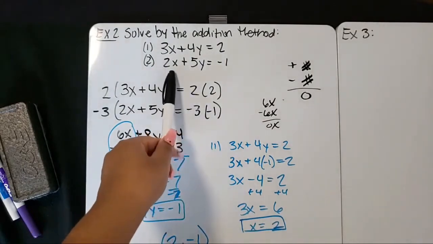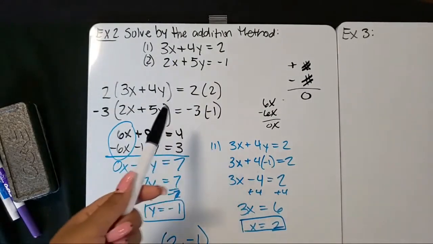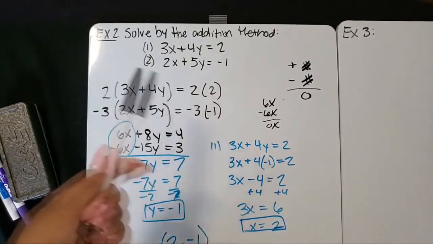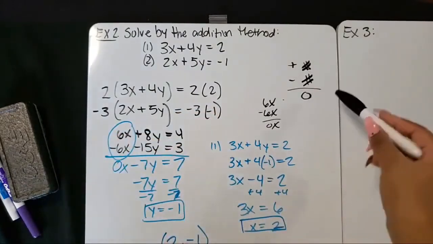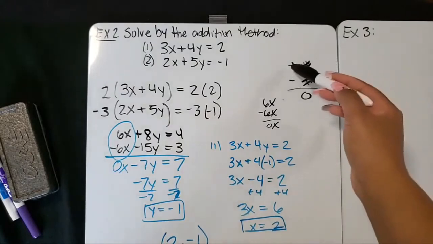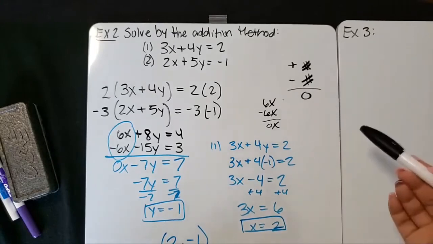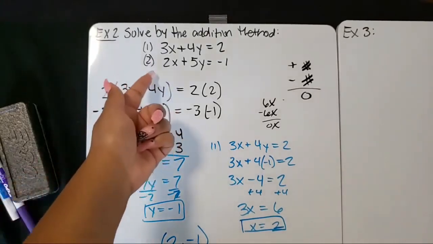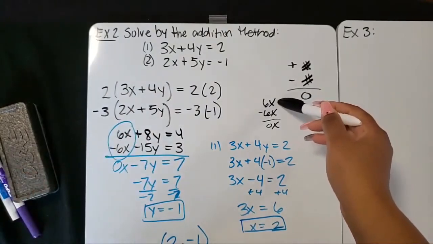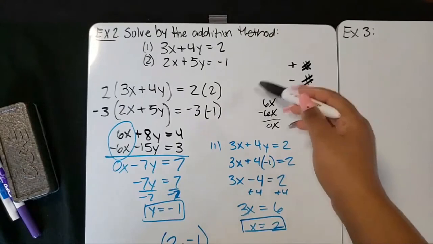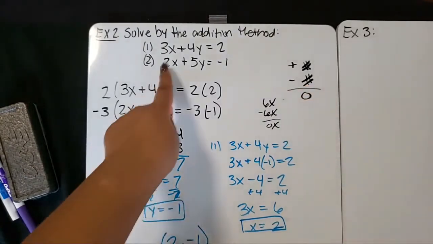I decided to eliminate the x. So when you're thinking about elimination, the same way negative 3y and positive 3y, when we add them together, we get 0. So for elimination, you need a positive number and a negative number, and that equals 0. So looking at 3x and 2x, I said, let's do 6x and negative 6x and add those together to get 0x.